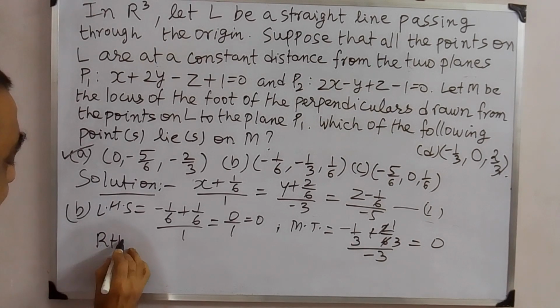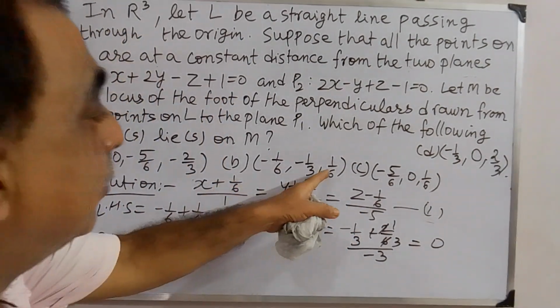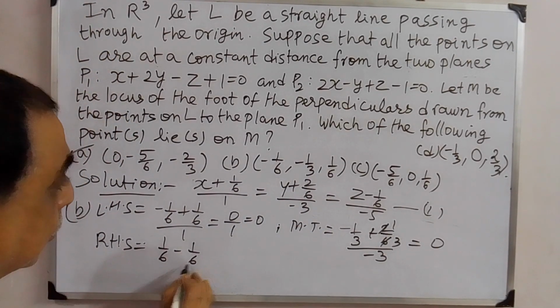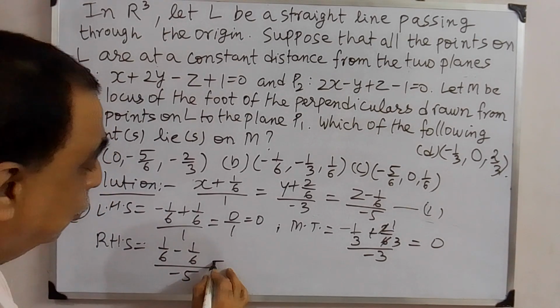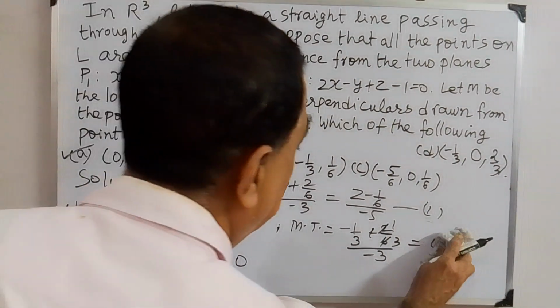That is 0. So the middle term also we are getting 0. Now RHS, in place of z, we will put the value 1 by 6. So 1 by 6 minus 1 by 6 minus pi. So that is also 0. 1 by 6 minus 1 by 6 is 0. So RHS also is 0. So the B point is also satisfying the given equation. So the B point is also lying on the locus.